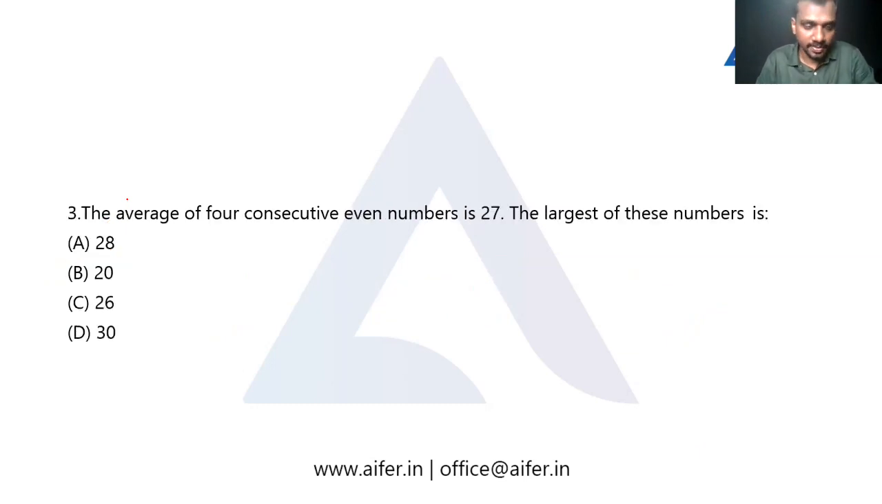Moving to the third question. The average of 4 consecutive even numbers is 27. The largest of these numbers is, that's the question.